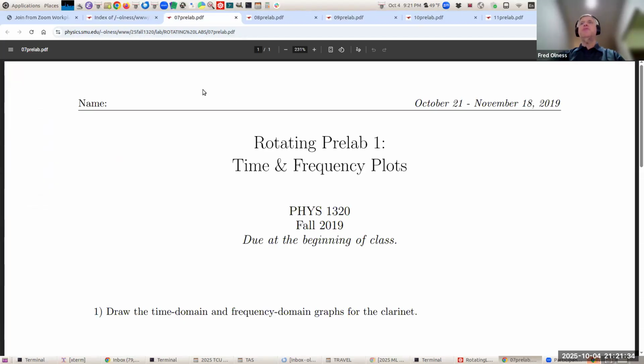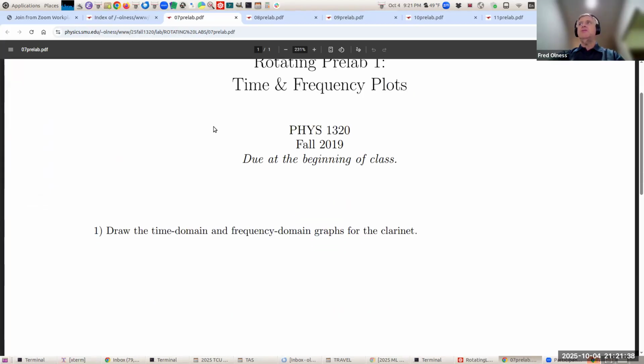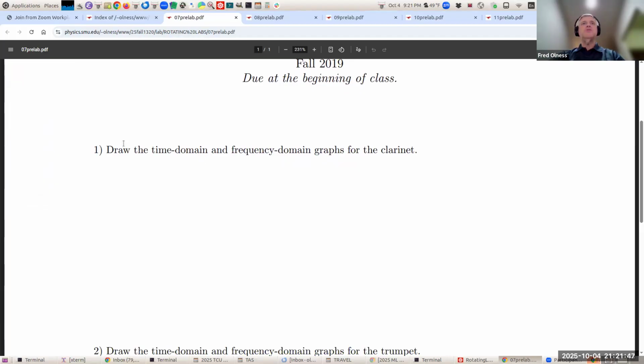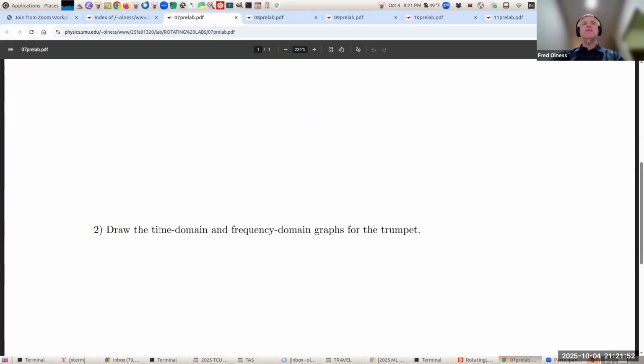I mentioned this briefly in class, but I wanted to go over a bit of detail so that you do have this. We'll be going over this in a little bit more detail in class, but I have it on the recording, so you have this. And so I asked you to draw the time and frequency domain graphs for a clarinet and the time and frequency domain graphs for a trumpet.